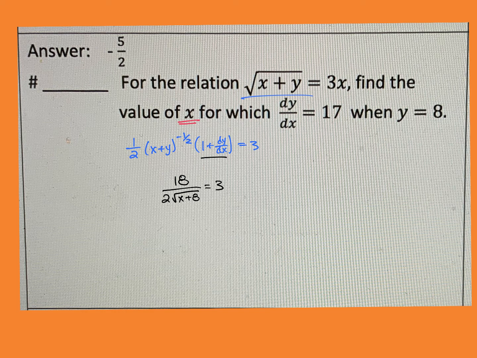18 divided by 2? All right. 18 divided by 2 is 9. And so now I have that over the square root. And then we could divide by 3, multiply by the square root of x plus 8. So we end up with 3 equals the square root of x plus 8. Are we there yet? What does x equal? x equals 1. All right. You see how we had to kind of go backwards on that one? All right, pretty nifty. We'll do one more.